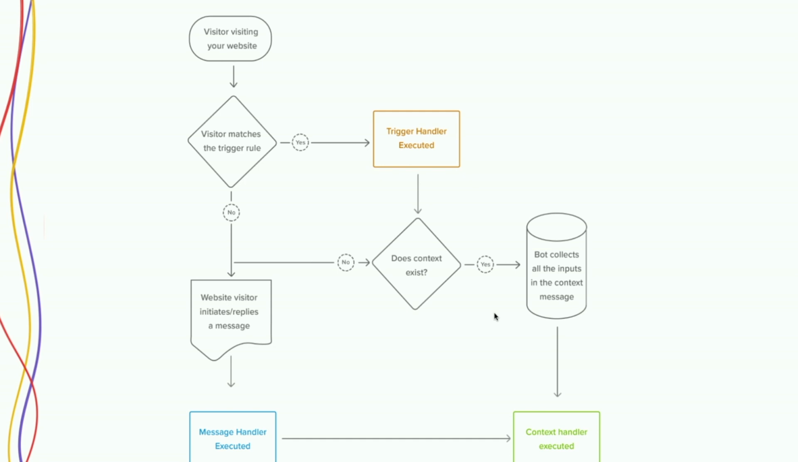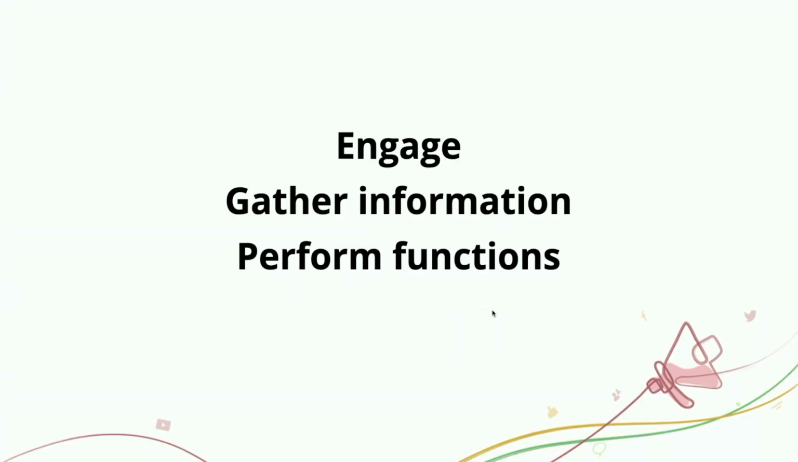It's just something that we go through in that flow, and it'll wait until you say something and it recognizes something that you need, and it'll come back to the context handler. So that's kind of the flow we've got here between all the different things we just discussed. So again, the bot's used to engage folks on a website. Through that process flow, we're able to gather lots of information, and then we can perform those functions.